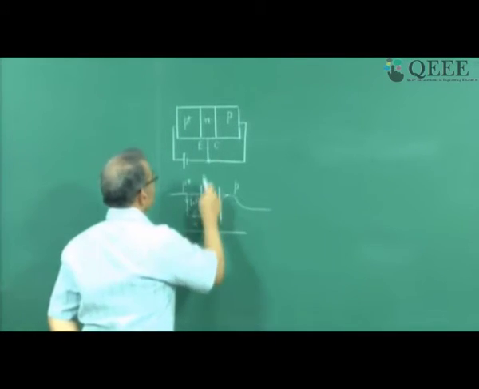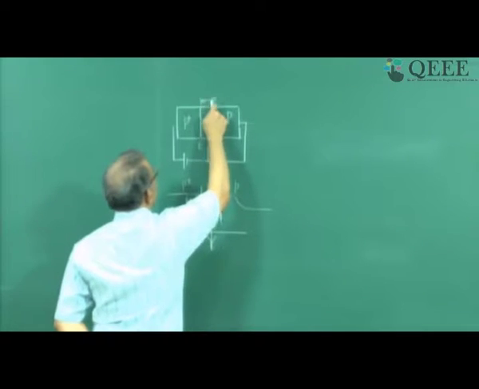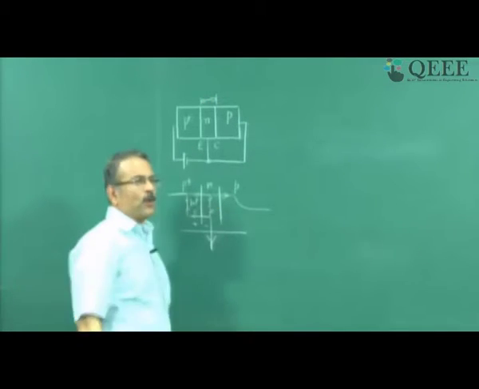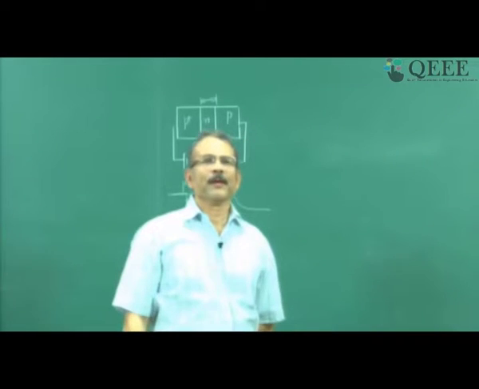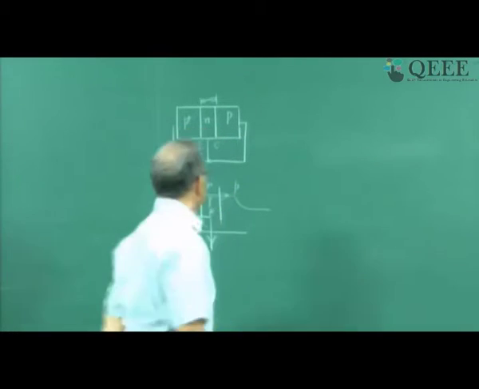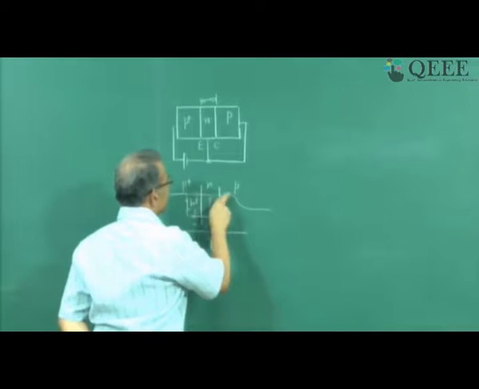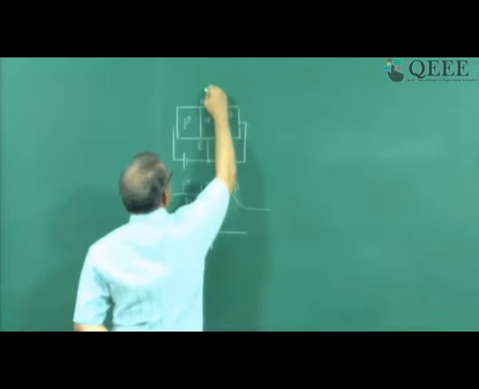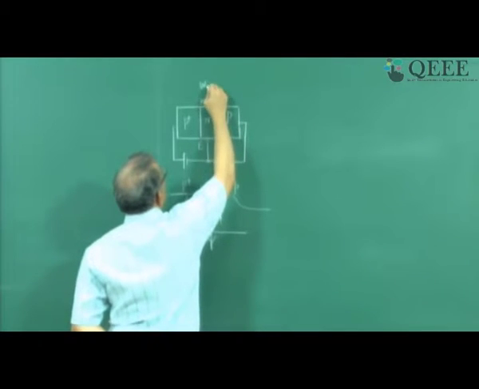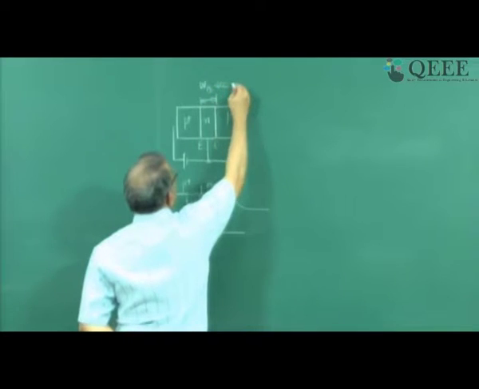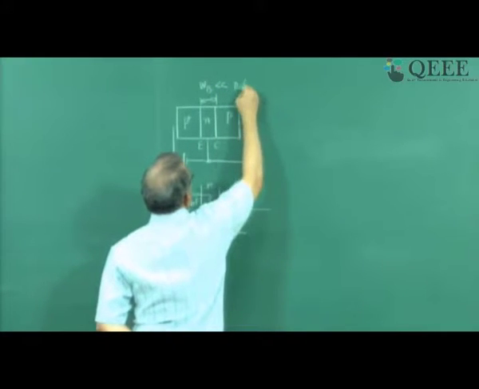We really want this distance to be small. This is called base width. Now how small should the base width be? How small should the base width be so that we cut down the complete recombination here and get this entire current across to the collector? This base width, let us show it by the symbol WB, should be much less than what is called diffusion length of holes.